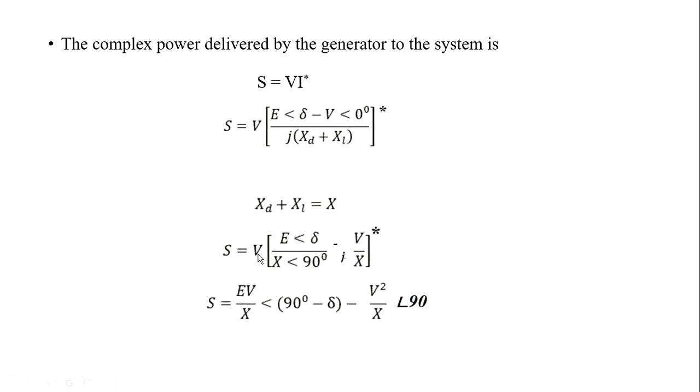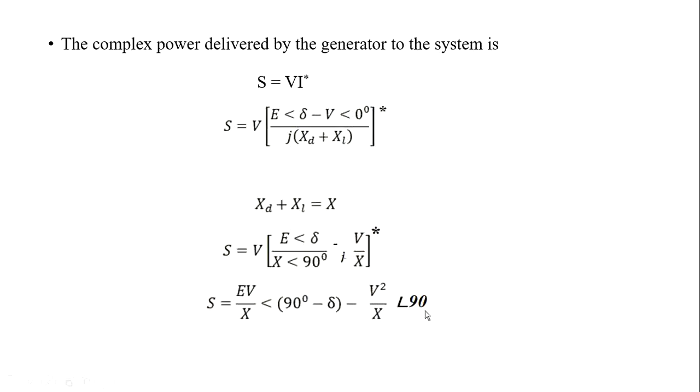That is equal to, if we take V inside, we get S equal to E into V by X angle delta minus 90, and we are taking the conjugate. So the angle becomes negative, so it becomes 90 minus delta. Here we have jX in the denominator, that is X angle 90 in the denominator. If we take it to the numerator, it becomes angle minus 90, and if we take the conjugate, it becomes angle plus 90. So S will be equal to EV by X angle 90 minus delta minus V square by X angle 90.